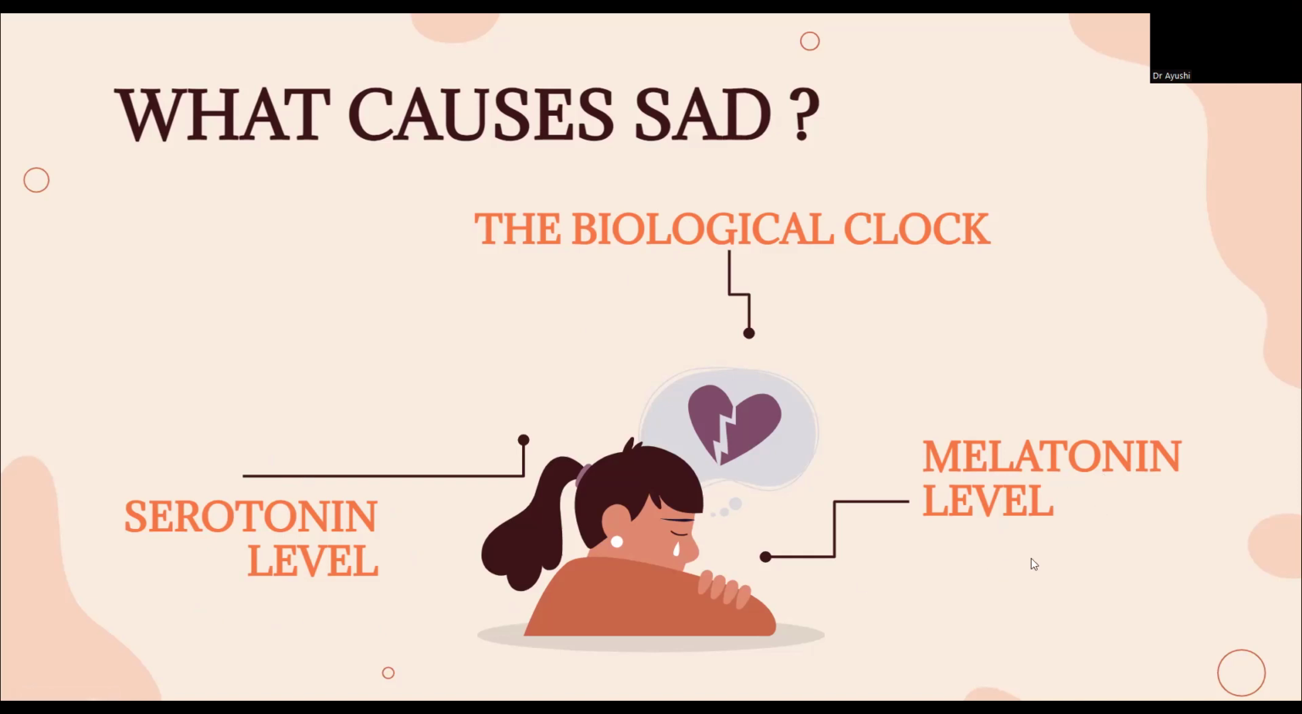Third is melatonin levels. As we know, melatonin is secreted by the pineal gland, and its production increases during the dark periods. So in winters, there is an increase in melatonin production, which also affects the sleep-wake cycle, and accordingly it causes low mood, lethargy, and may cause seasonal affective disorder to develop.